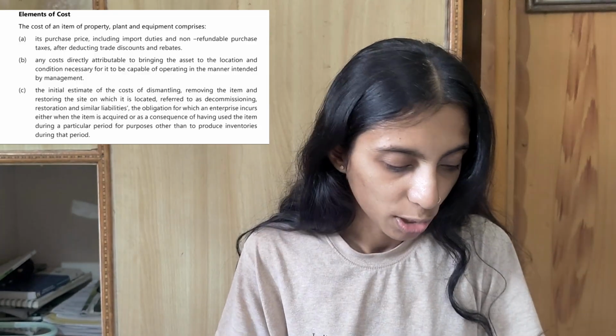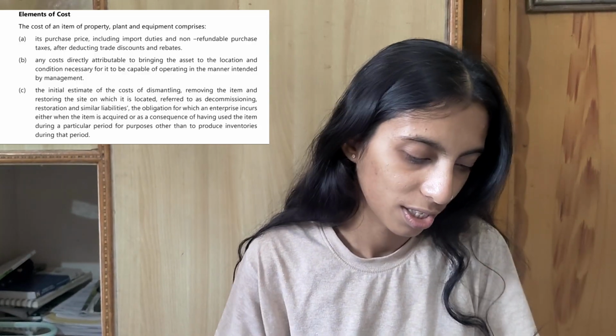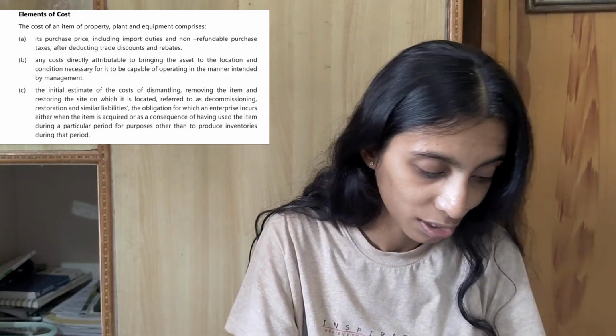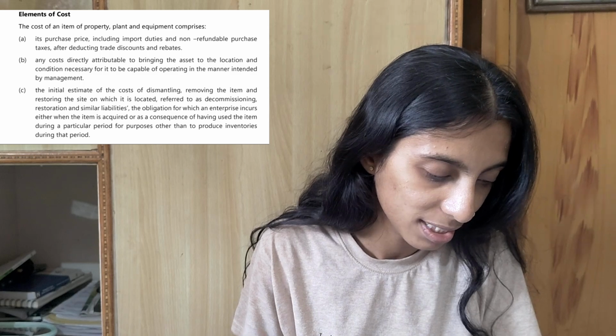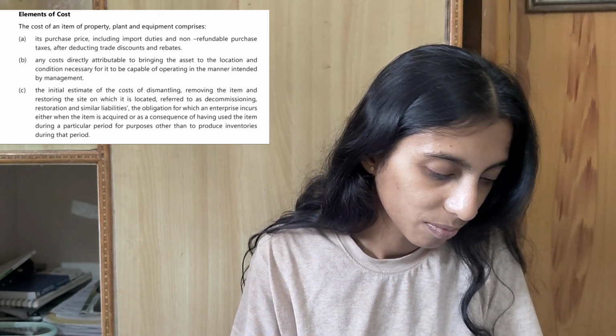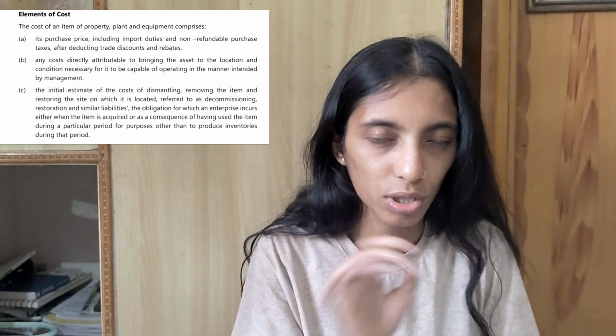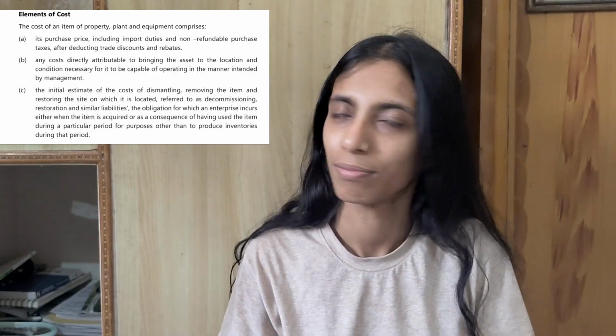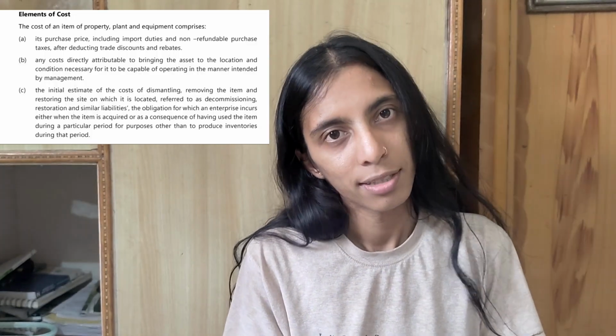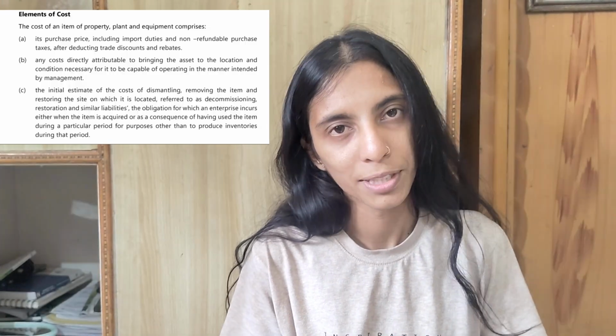The third is the initial estimate of the cost of dismantling and removing the item or restoring the site on which it is located, referred to as decommissioning, restoration and similar liabilities. Just remember the words dismantling and restoration cost. That's it. Two concepts are done, and it's one of the biggest concepts. So what are you afraid of? You can make it. Don't worry about it. I'm here to help forever.